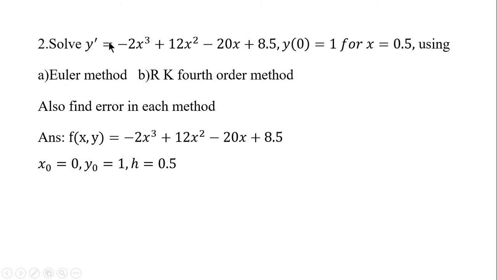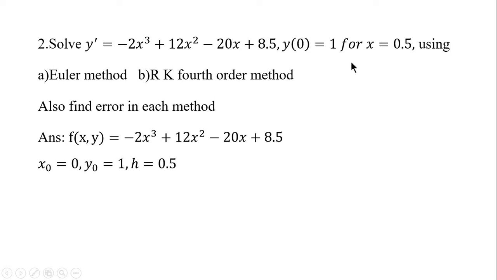Problem 2, solve y dash equal to minus 2x cube plus 12x square minus 20x plus 8.5 where y at 0 is 1, for x equal to 0.5 using both the methods, Euler method as well as Runge-Kutta fourth order method. Also find the error in each method. Let us write down f of x, y. X naught is the initial value 0, y naught is 1.